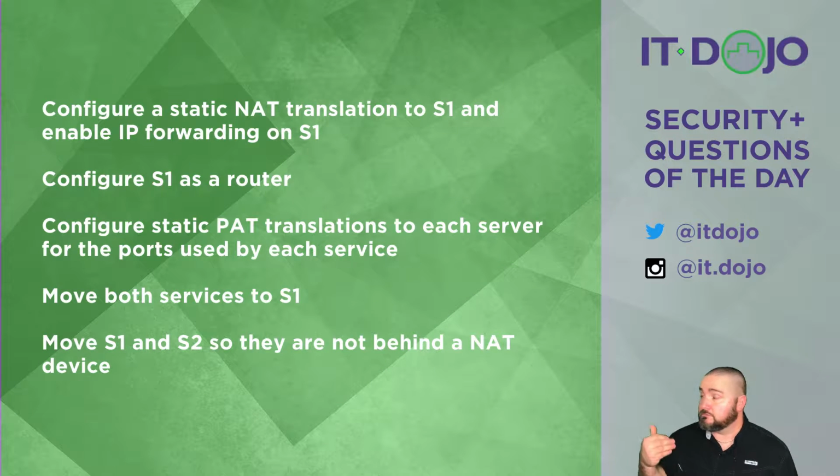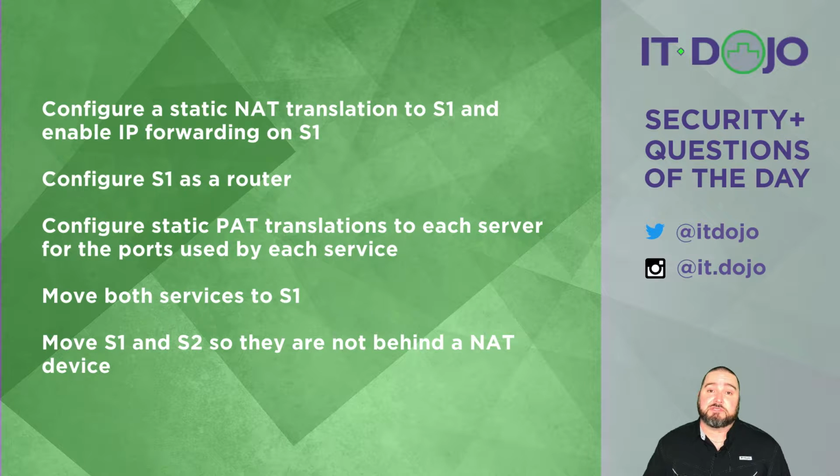Here's some choices. Click pause, give them a read. When you got the answer, click play, and we'll break it down. Okay, first answer says that on server 1, you're going to create a static NAT translation to server 1 on the NAT device, and then you're going to enable IP forwarding on server 1, I guess to forward to server 2. No, that would not be a good thing to do. I don't even know that it would work. It might, but no, don't do it.